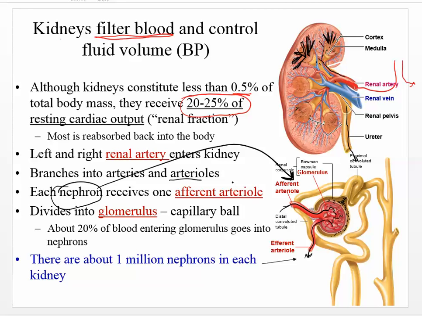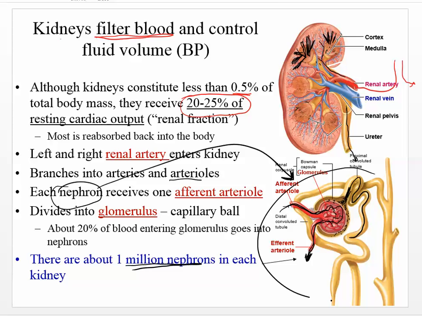Okay, but of the blood that makes it through the afferent arteriole, only about 20% actually becomes filtrate and moves into the nephron. The rest of it simply goes through and passes right back out the other side and stays in circulation. There are about 1 million nephrons in each kidney, and this is really what does the filtering. That's where your kidney function is affected.